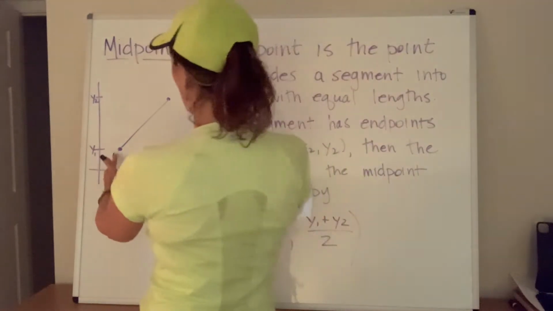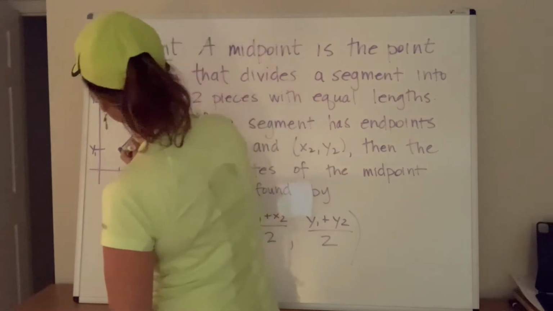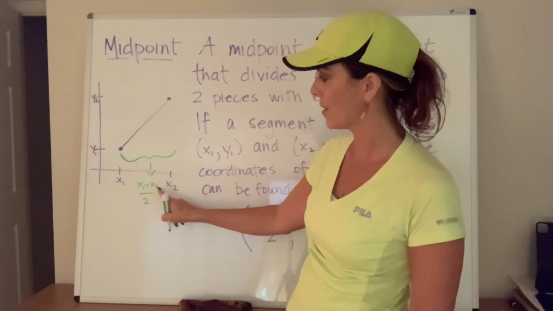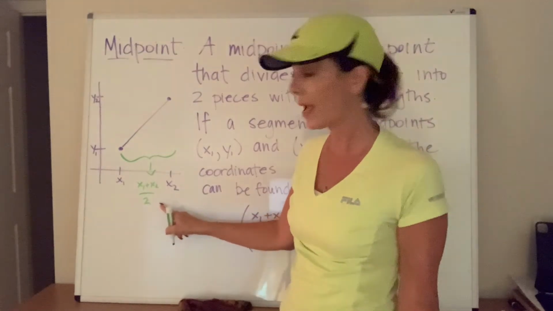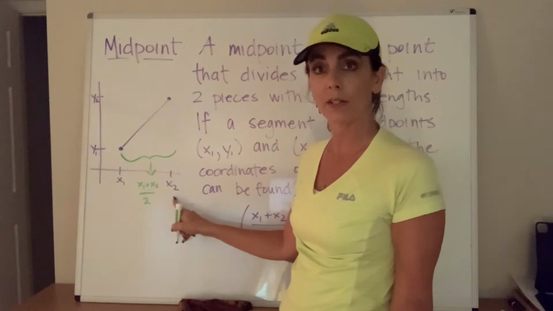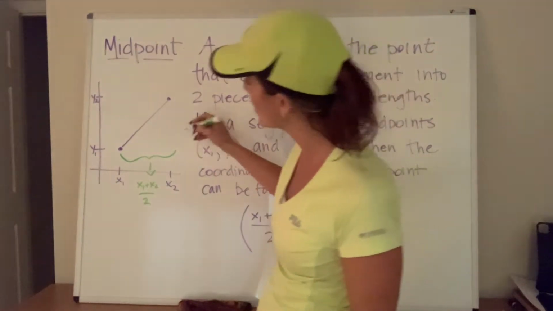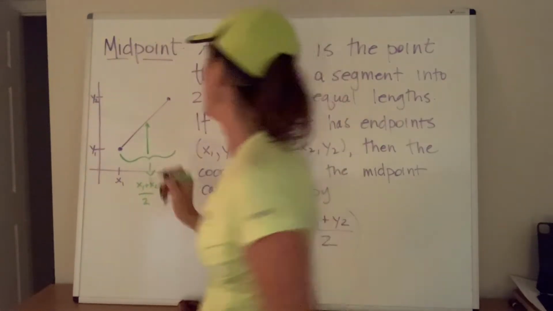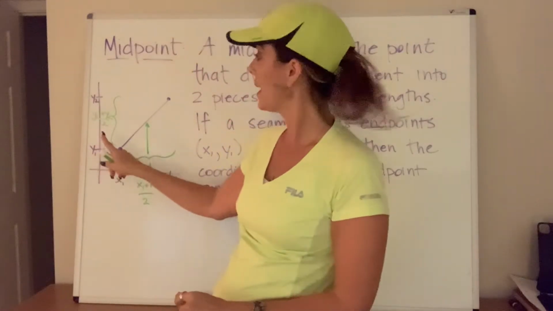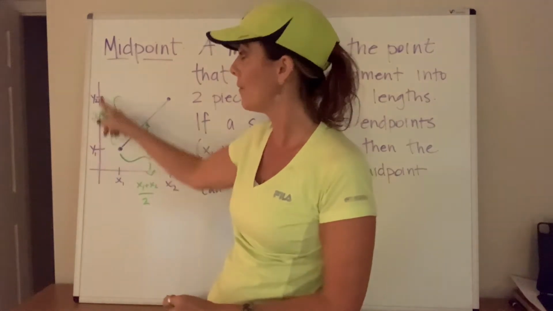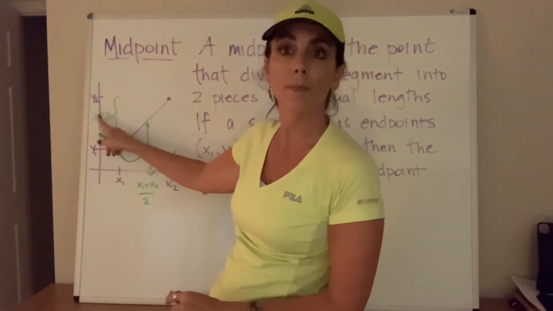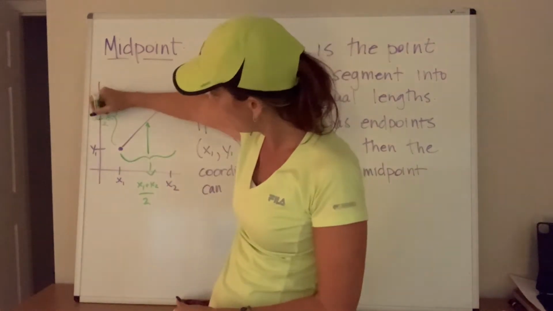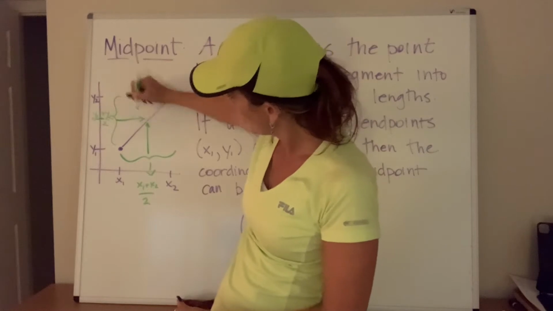So we take x1 and x2, and what's going to be right in the middle is x1 plus x2, all divided by 2. We're just averaging these two x values. Then we do the same thing with the y values: y1 plus y2, divided by 2, is going to give us right in the middle of the y's.